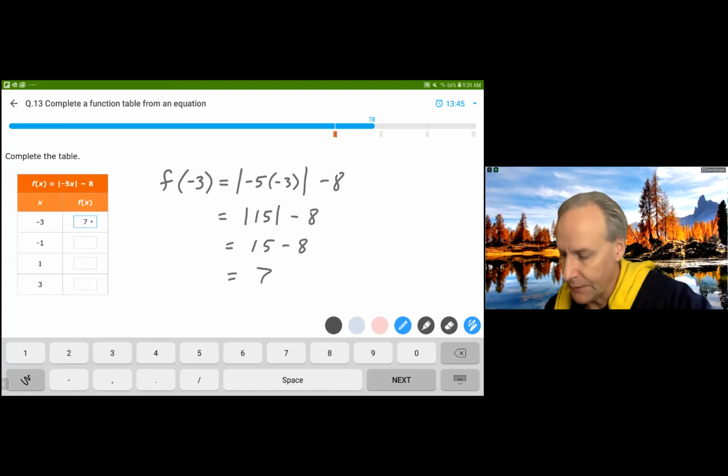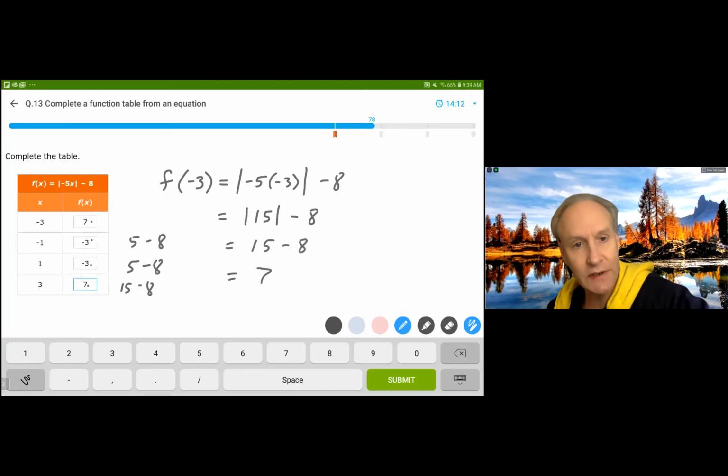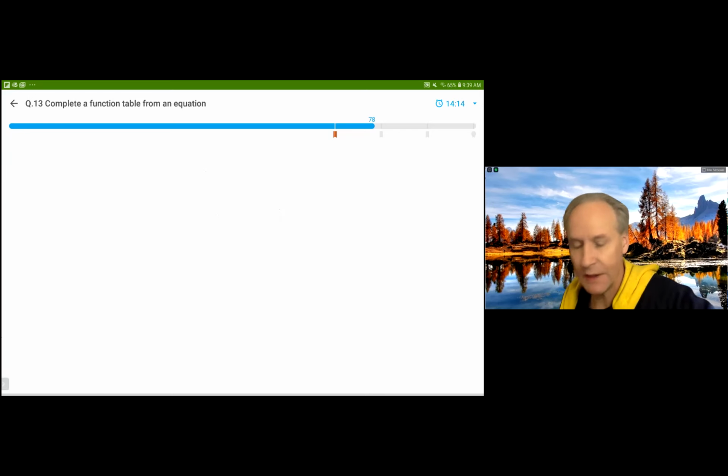Now, this one is going to be 5 minus 8. I'm going to go ahead and do it in my head. If you need to write it all out, please do. It's just going to be 5 minus 8, which is -3. The 1 is going to be the exact same thing, 5 minus 8. In this case, it's also going to be -3. And my 3 is also going to be 15 minus 8, which is 7. Symmetric again. Surprise, surprise, surprise.